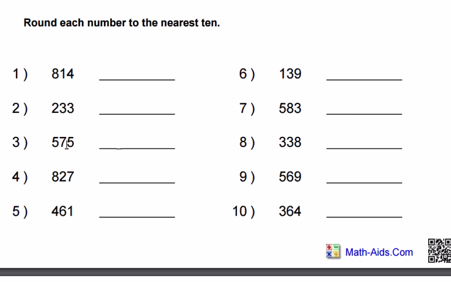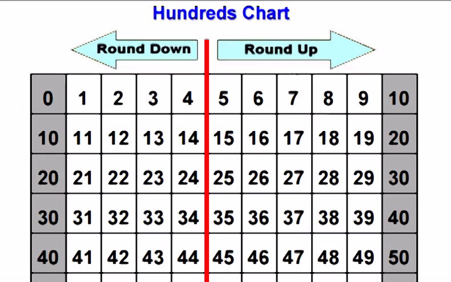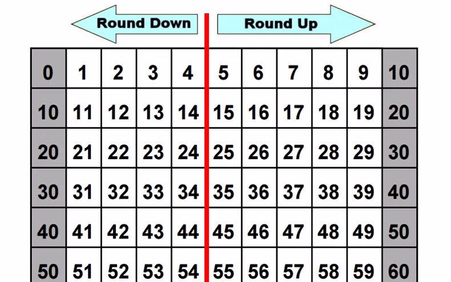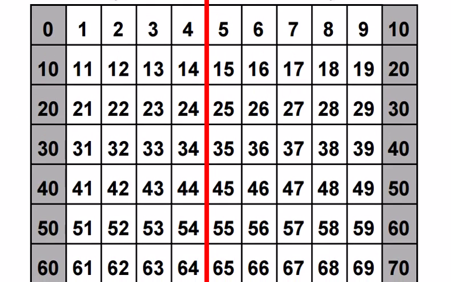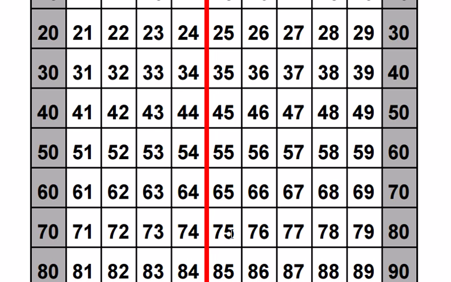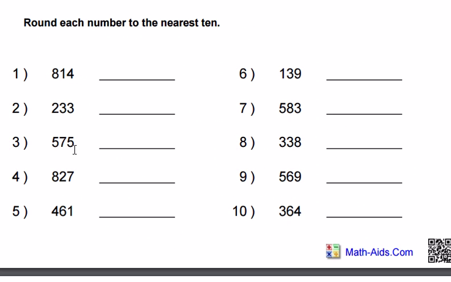Let's do one more so we can make sure we're confident. 575, we're going to see where we're rounding to. Let's look for 75 on our chart here, and try to scroll down a little bit. All right, here's 75. So 75 is on the upside, and we round 75 up to 80. So this number would be 580 when rounded.